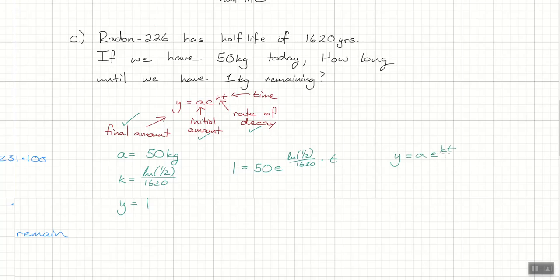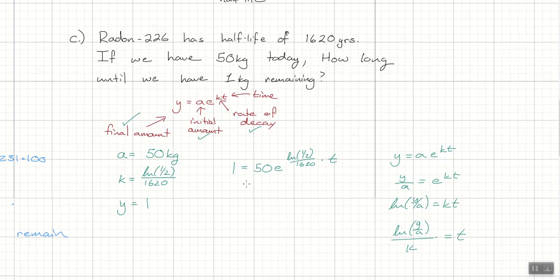I know I'm solving for t. So if I do y over a equals e to the kt, I then take the natural log of it, right? All right. So this would be natural log of y over a equals kt. And then t would be the natural log of y over a divided by k. We did the exact same thing. I've just solved it before plugging stuff in.